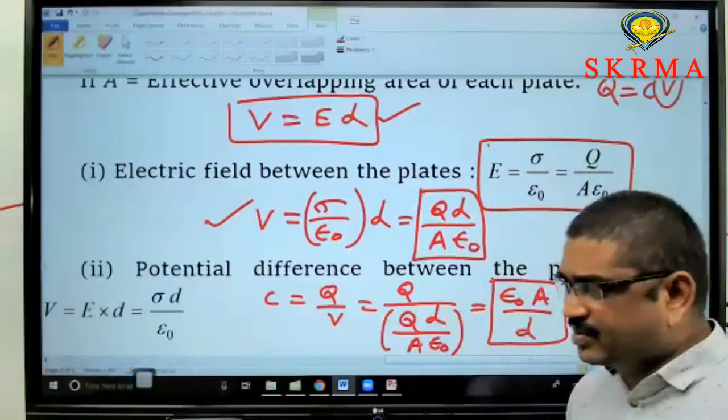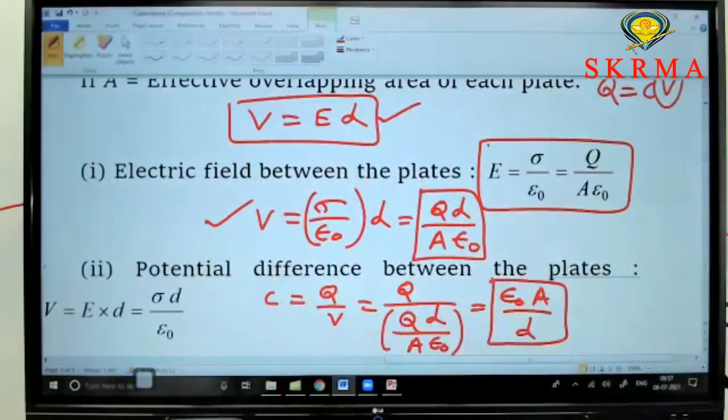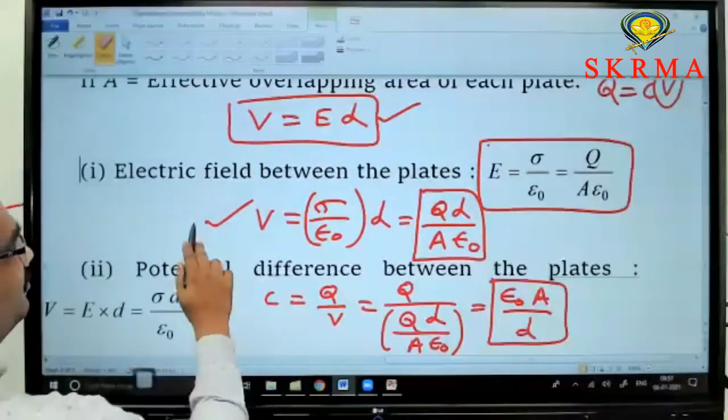So simply you can remember electric field, potential and capacitance directly like that. Let me explain this one once again.